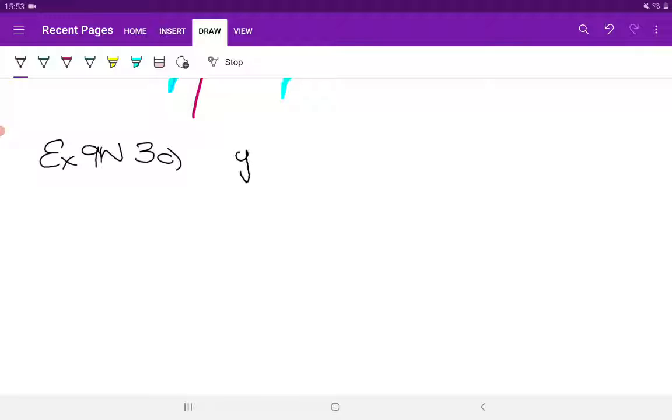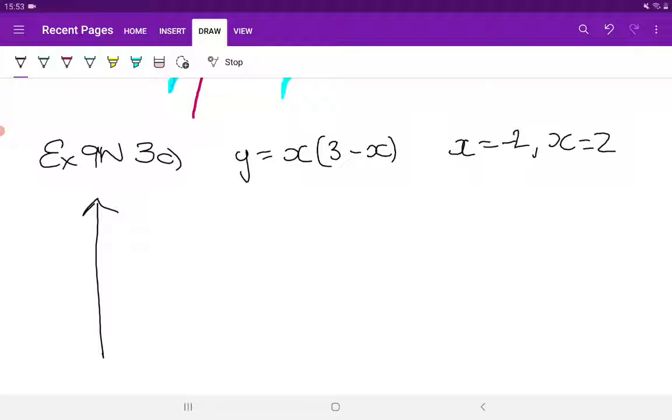given lines. What we've been given is y equals x(3 minus x), between x equals minus 2 and x equals positive 2. The first thing we need to do is draw the graph of the function y equals x times (3 minus x). The x means it crosses the x-axis at 0, and the 3 minus x means it's going to cross the x-axis also at 3. So those are your roots, and that's going to be important.